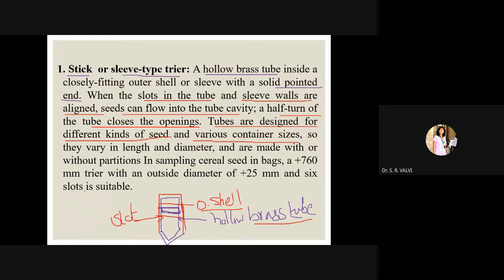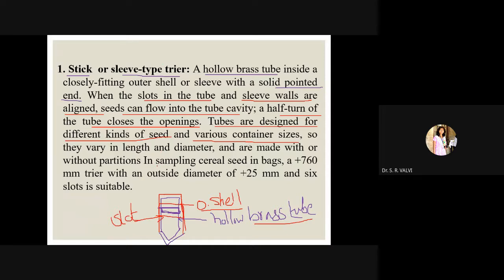If you have different kinds of seeds, for example rice in one hand and maize seeds in another, then according to the seeds, these sleeve type triers are designed. And suppose container sizes are smaller, bigger, biggest. According to that, the length of the sleeve type trier is designed. It varies in length and diameter according to the type of seed being sampled and the container in which it is kept. So the structure of this trier is changed accordingly.